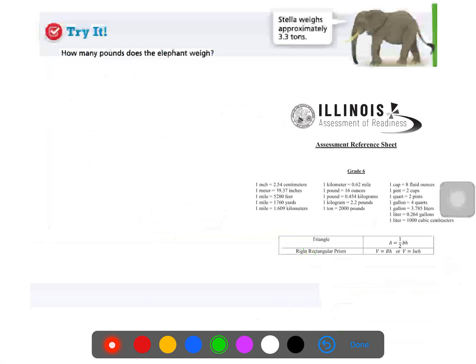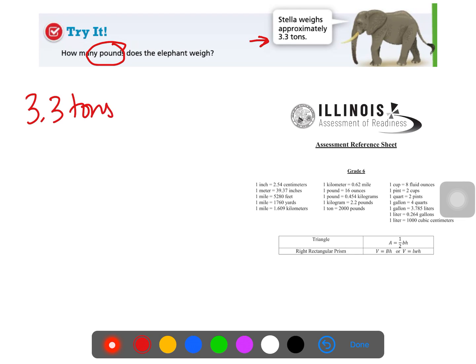All right, example 3, the try it. We're going to skip right to the try it at the bottom. It says, how many pounds does the elephant weigh? Well, we know because of the picture that Stella weighs 3.3 tons. So I'm going to take 3.3 tons, and I need to cross cancel the tons and get pounds.